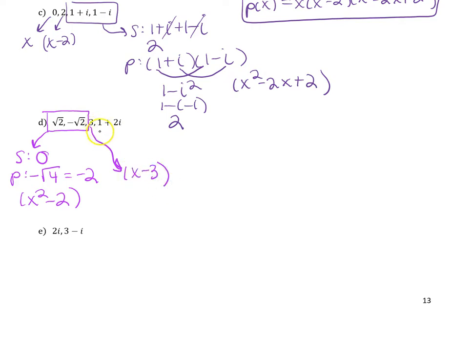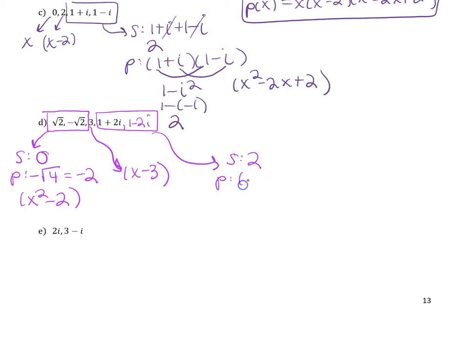And then here we are again. 1 plus 2i is a solution, which means 1 minus 2i is also going to be a solution. Notice how I'm using the word solution and not x-intercept, okay? Because these are not going to cross the x-axis. Okay, so I'll do the sum, which the 2i's would cancel each other out, so I just have 1 plus 1, which is 2.